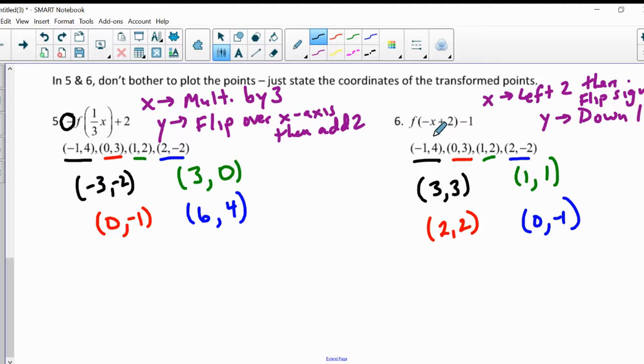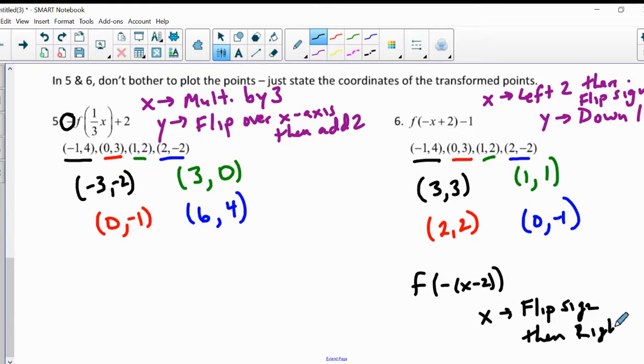For number 6, x's go left 2, then flip the sign. So the order matters here. Now, if I factored out the negative, then I could say the x's, we flip the sign first on all the x values. Then we move right 2. So I could have done that also. Y's just go down 1.